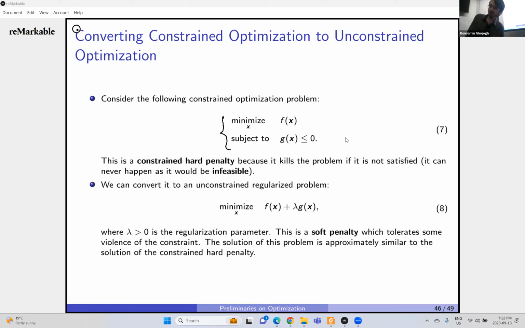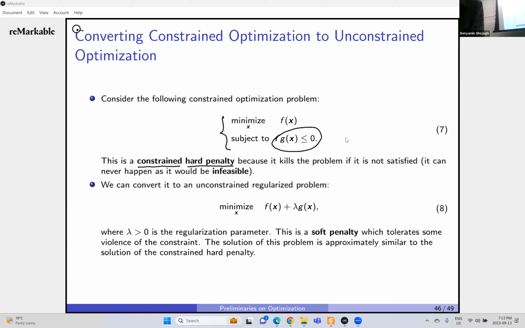Consider this constrained optimization problem: minimize f of x subject to g of x less than or equal to 0. This is a constraint with a hard penalty. Why do I call it a hard penalty? Because you can see the constraint as a penalty, and if it is not satisfied, it kills the optimization problem. If my solution doesn't satisfy the constraints, it's done. It's useless. Throw it away. So it's a hard penalty.